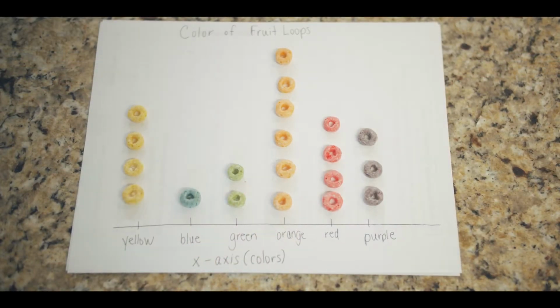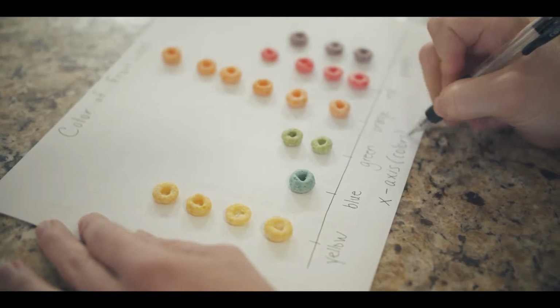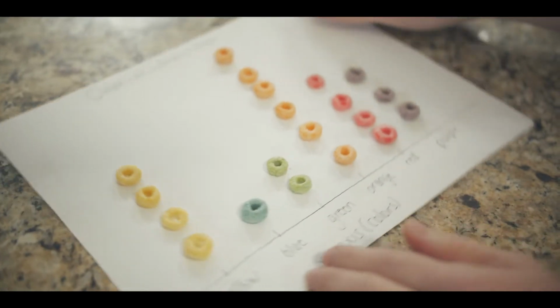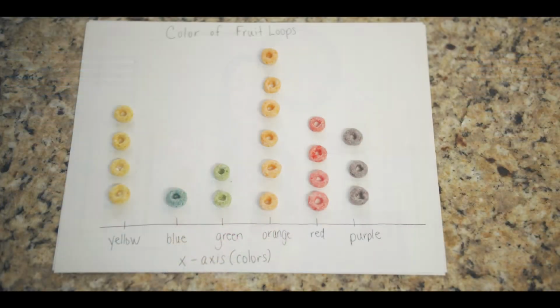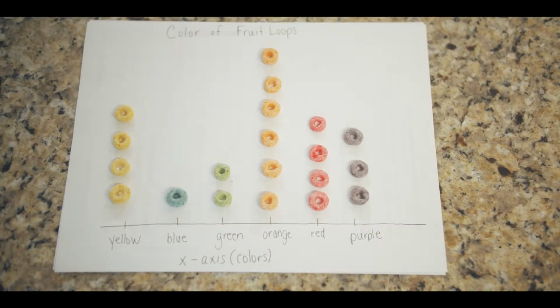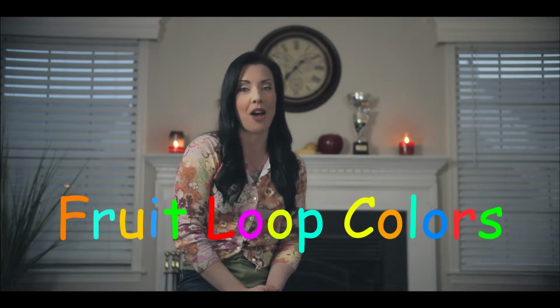The next thing that we need to do is label that horizontal line with what we are measuring. In this particular instance, we are measuring the number of times a certain color appeared in our snack. Lastly, don't forget to label your line plot. It's very important. We need to know what we're talking about. For our particular line plot, we are going to call it Fruit Loop colors.